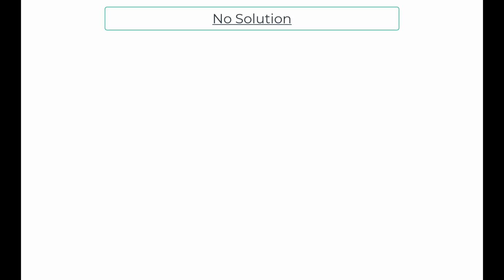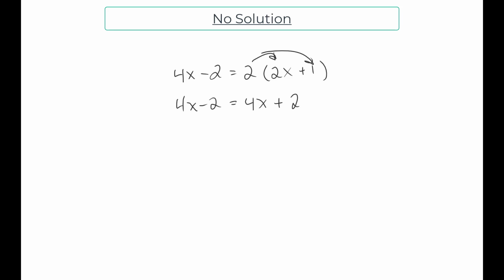Moving on to no solution. Let's go ahead and look at the problem: 4x minus 2 is equal to 2 times 2x plus 1. We can start this problem by distributing on the right-hand side. And that's going to give us 4x minus 2 is equal to 4x plus 2.